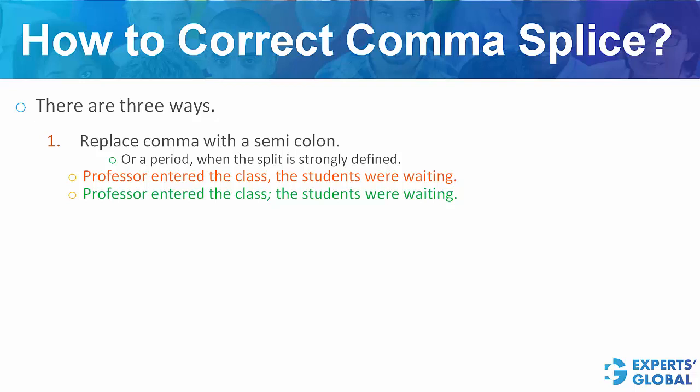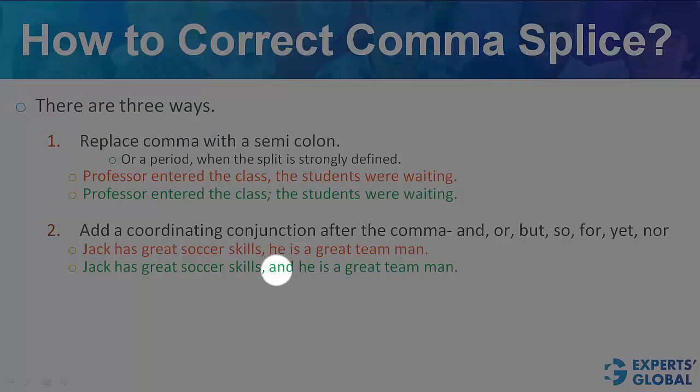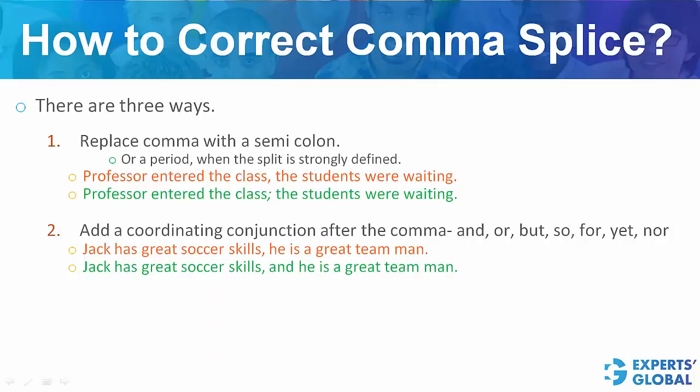The second way of correcting this error is by adding a coordinating conjunction after the comma. The most popular example is "and," followed by "or," "but," and then there are some more examples: "so," "for," "yet," "nor," and so on. Let's take an example. "Jack has great soccer skills. He is a great team man." Yes, putting a semicolon would have been one way. The second way we are discussing is putting a conjunction after the comma. Now, comma together with a conjunction becomes strong enough to join two independent clauses. As per the meaning, other conjunctions such as "or," "but," and so on could have been used.